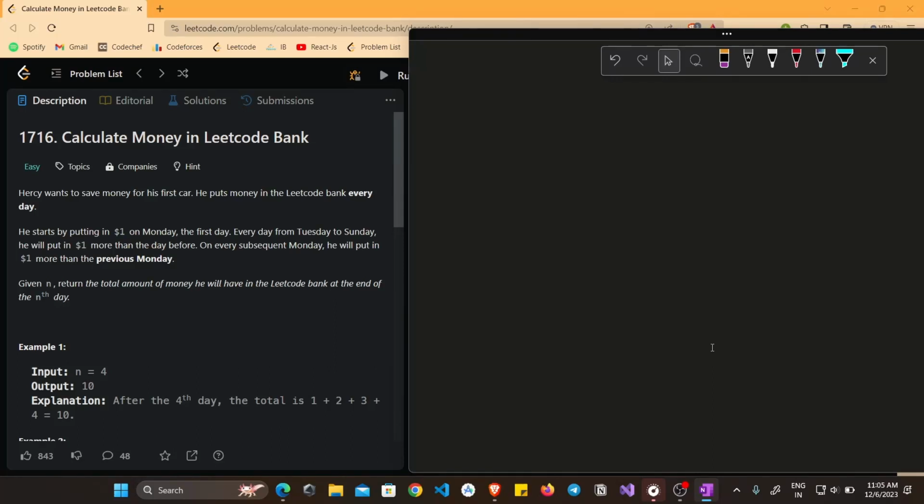Okay, so today we are going to solve this LeetCode problem, Calculate Money in LeetCode Bank. And this is also today's POTD for the 6th of December. So let's see what the problem says.